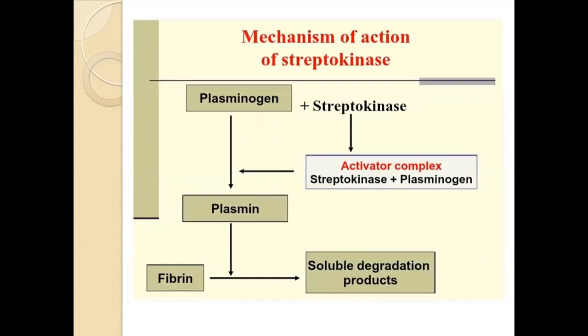So, mechanism of action of streptokinase. Plasminogen is converted to plasmin, and this plasmin degrades fibrin into soluble degradable products. So streptokinase plus plasminogen forms an activator complex, and it will activate the plasmin.